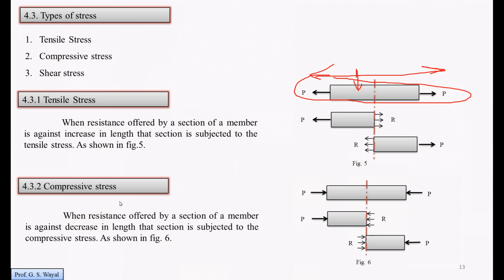So next one is the compressive stress. If any member is subjected to a compressive force, whatever stress is produced in that particular body due to that compressive force is called a compressive stress. In other words, we can say that when the resistance offered by a body or by the section of a member is against the decrease in length, that section is subjected to the compressive stress. It means if we are applying the compressive force on that body, due to that compressive force your member will reduce its length. Whatever resistance is offered to that reduction due to the internal force, that stress is called a compressive stress.